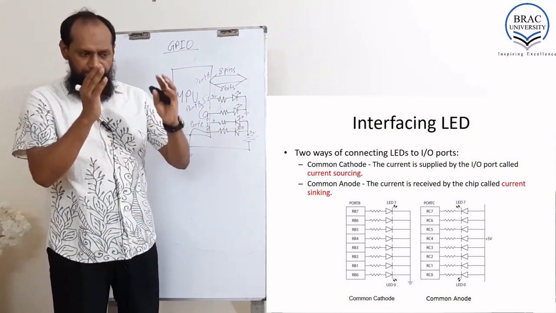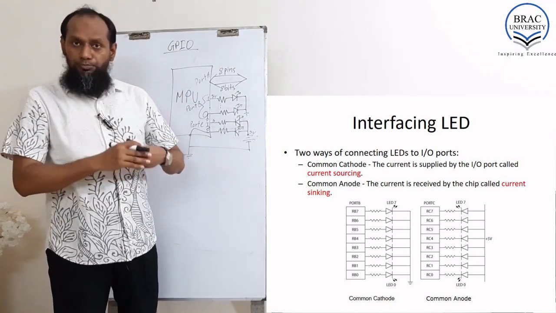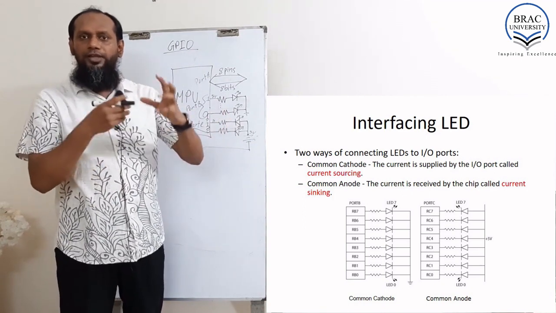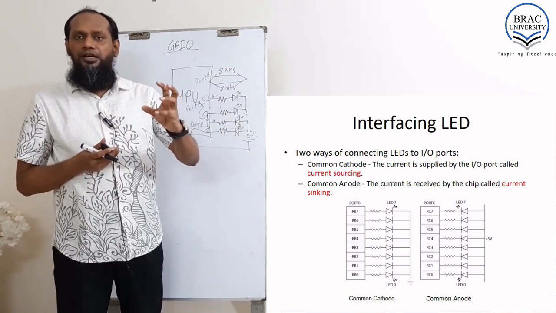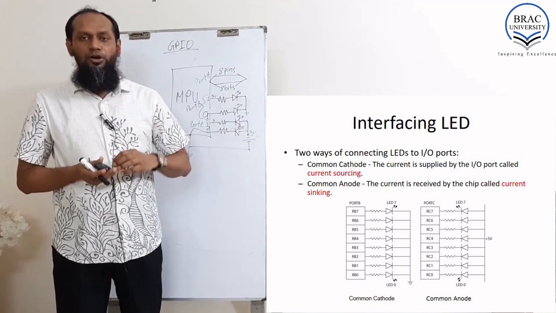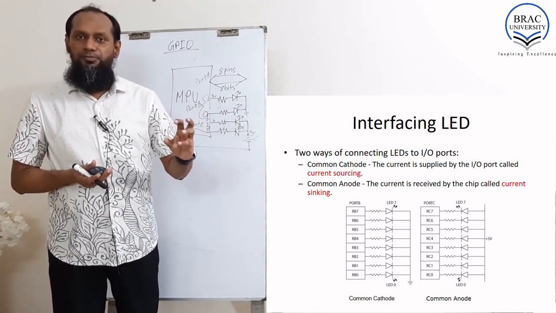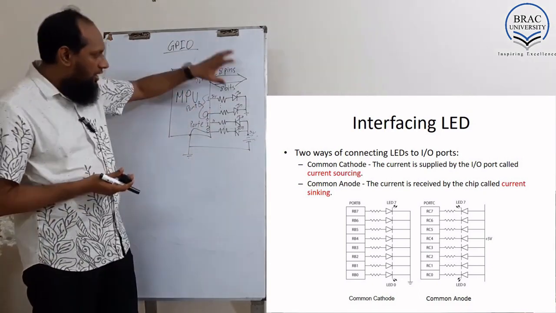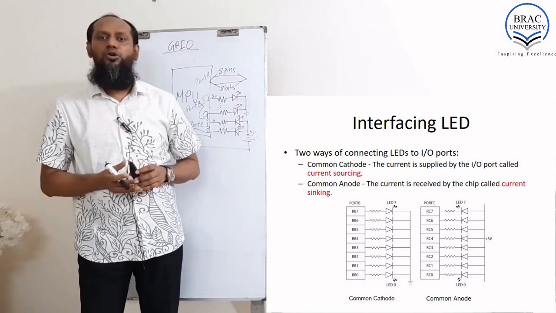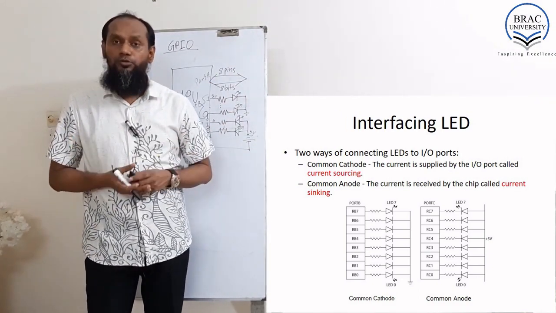Okay, so this is important because all of the 7-segment displays, alphanumeric displays, or even matrix displays use the same common anode and common cathode configurations.